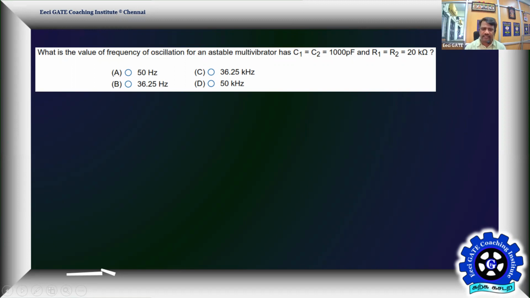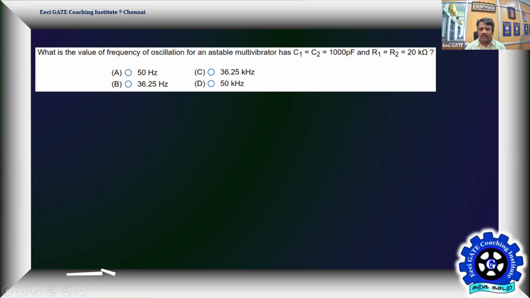The syllabus is there in the IES, A-stable multivibrator. It didn't say whether it's an A-stable multivibrator using a BJT or using an operational amplifier, because we can build an A-stable multivibrator using a 555 timer also. Okay, there are A-stable multivibrators of 3 configurations: by using BJTs, by using 555 timer and using operational amplifier.